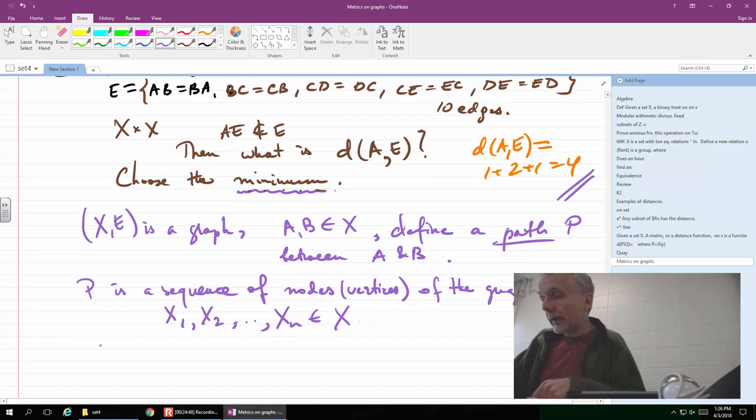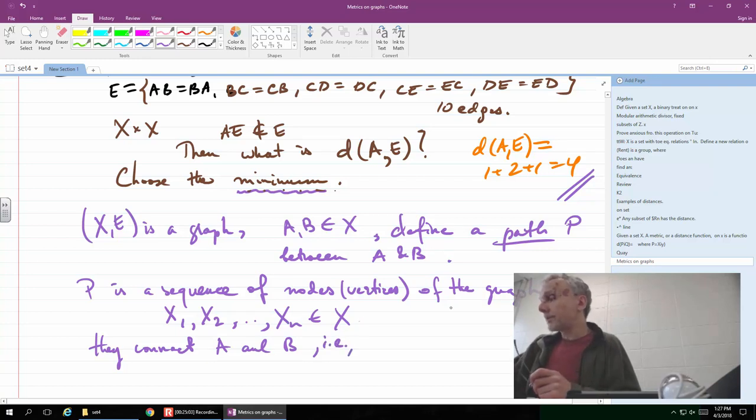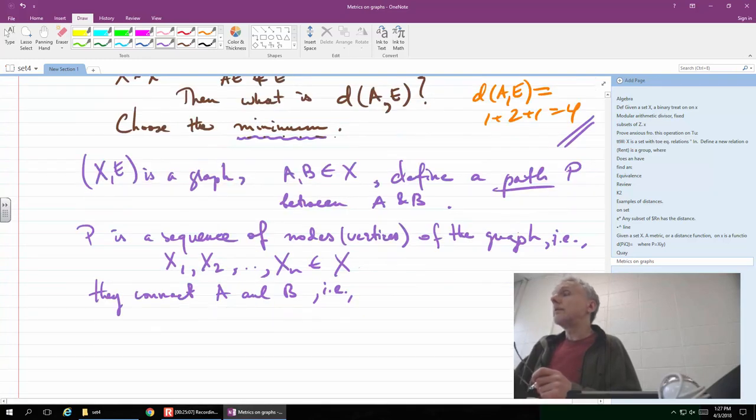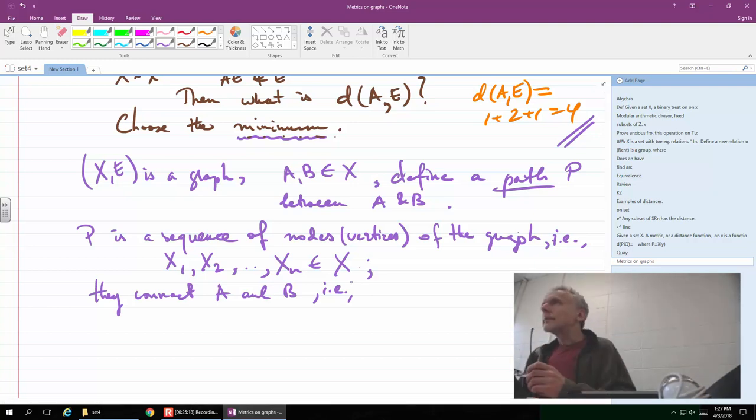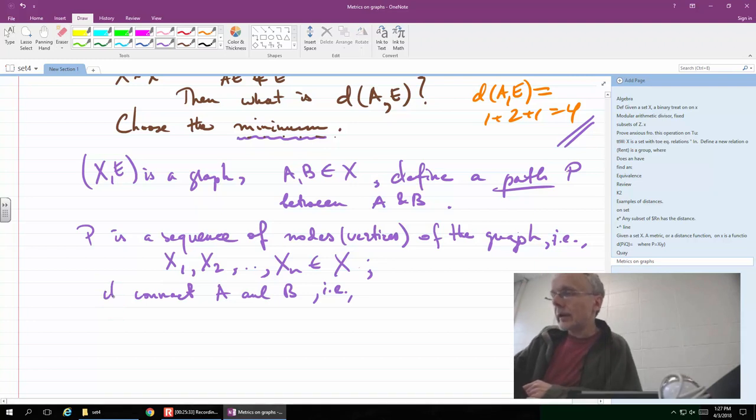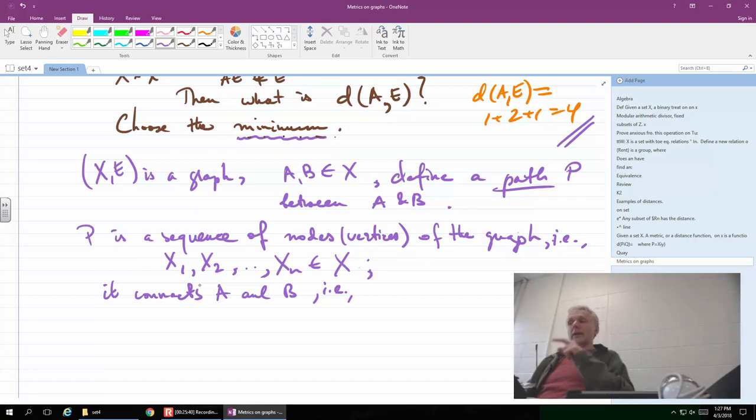They connect point A and B. Okay, so they connect A and B. Good. Can you be more specific based on what I have here? So I use words and then I try to explain what they mean. So, connect A and B, what does it mean? Let's just explain this sentence. It, this sequence, connects A and B. So what does it mean for vertices or nodes of the graph x1 through xn to connect A and B?